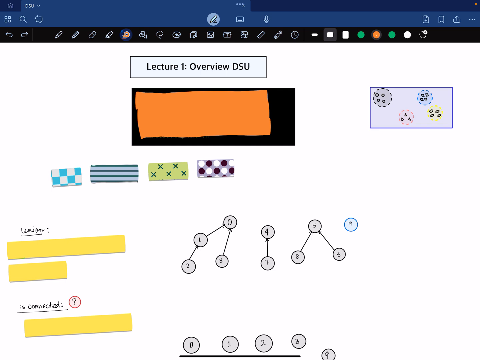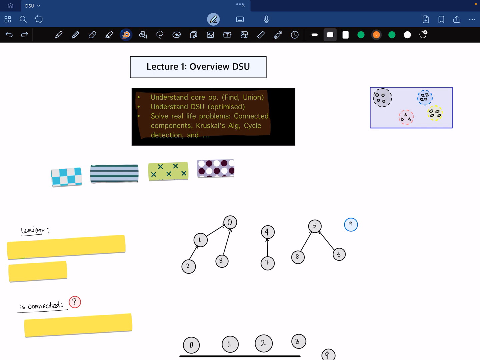Before I begin, let me tell you what we will accomplish by the end of this series. The first thing is that we will understand the core operations available in DSU, and those are the find operation and the union operation. We will also understand DSU in a very in-depth and optimized manner through the path compression technique and union by rank. We'll also be able to solve problems based on minimum spanning tree through Kruskal's algorithm. We'll also tackle cycle detection, and problems based on connected components.